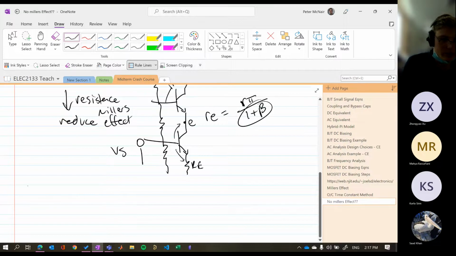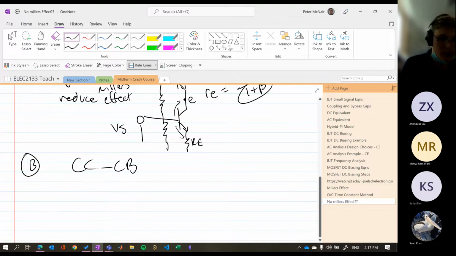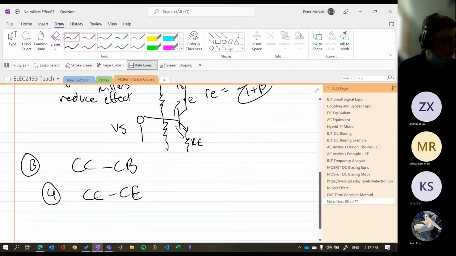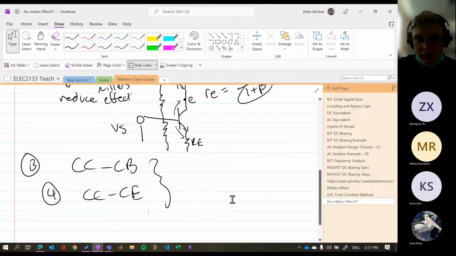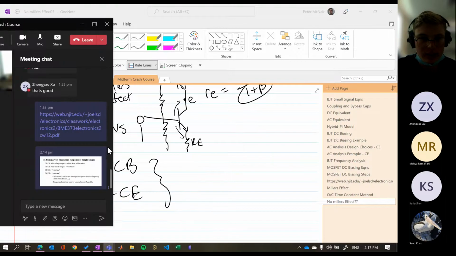We can also cascade them, like common collector into common base, or common collector into common emitter. Those are two other options that we can think about for reducing our Miller effect. Were there any questions about that?